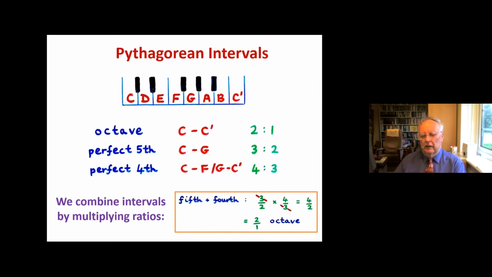How do we combine intervals? We simply multiply the ratios. So to combine a fifth, that's 3 to 2, and a fourth, that's 4 to 3, we multiply these ratios, giving 4 to 2, which is the same as 2 to 1, an octave.